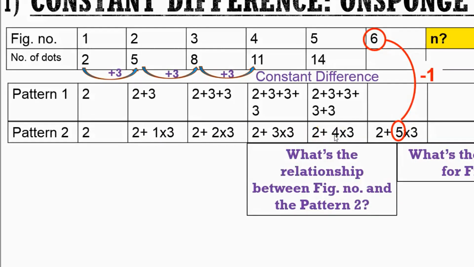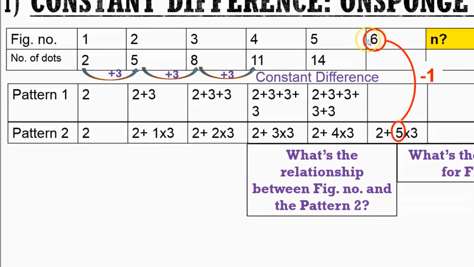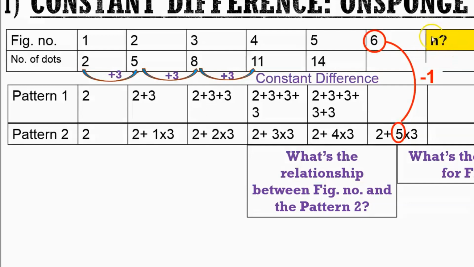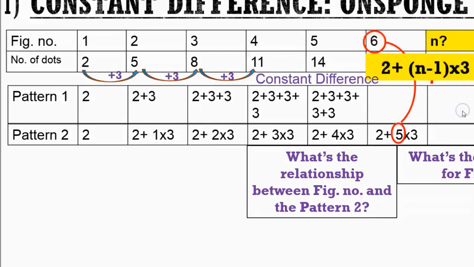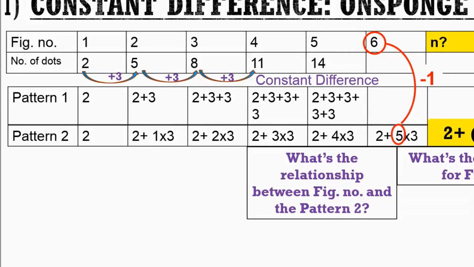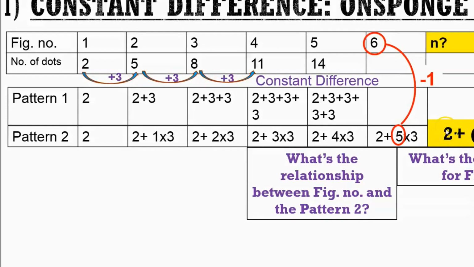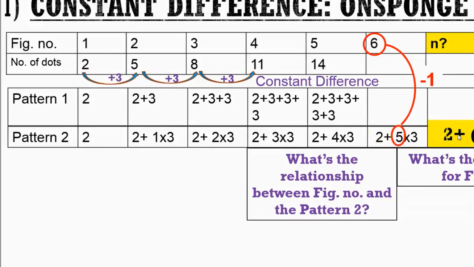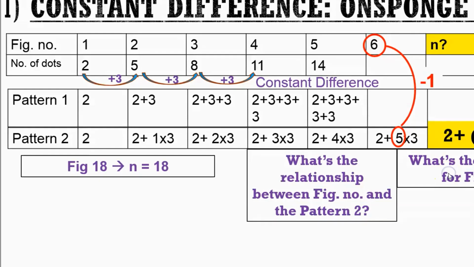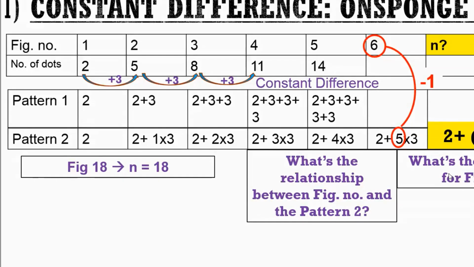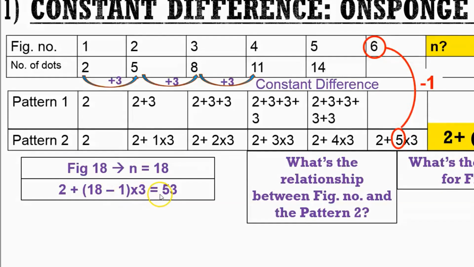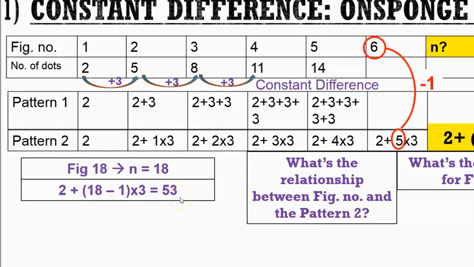So what is the formula for figure n? So since this minus 1 equals to this, so the next one we can do n minus 1. So 2 plus n minus 1 times 3. Okay, again notice that 2, no change. 3, no change. So we can use this formula to find figure number 18. So in this case, n equals 18. So we just put it into the formula and then we'll get our answer, 53.